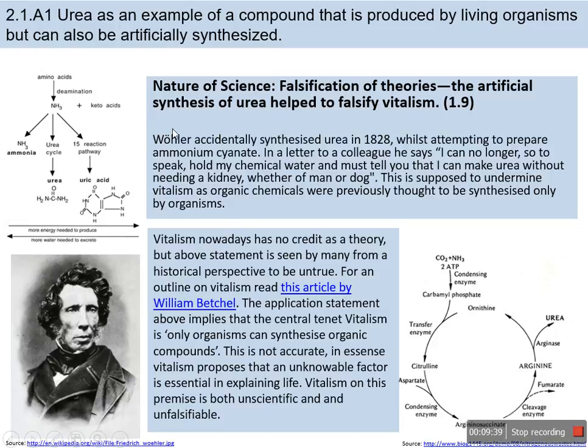Now, Wohler, who was a German scientist, accidentally synthesized something called urea in 1828 whilst attempting to prepare something called ammonium cyanate. So in a letter to a colleague, he says, "I can no longer, so to speak, hold my chemical water and must tell you that I can make urea without needing a kidney, whether of man or dog."